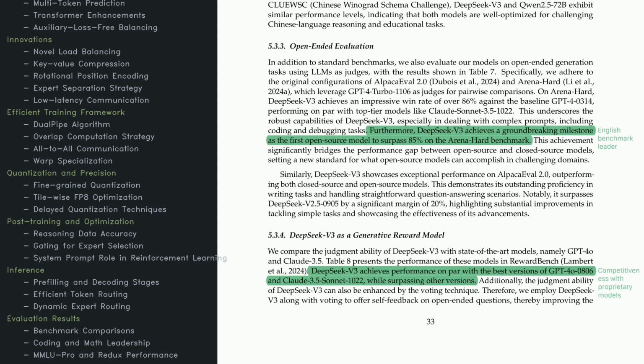DeepSeek V3 also performs superbly on open-ended generation tasks, reaching over 85% on the Arena-Hard benchmark. No other open-source model has done that yet. On AlpacaEval 2.0, it leads by around 20% compared to older open-source models. It also functions as a generative reward model, using voting-based feedback to enhance how it judges open-ended questions. This adaptability makes it useful for more than just standard QA. It can handle a wide range of generative scenarios.